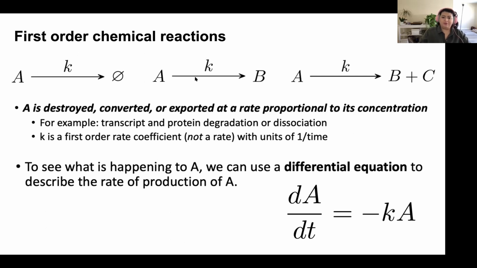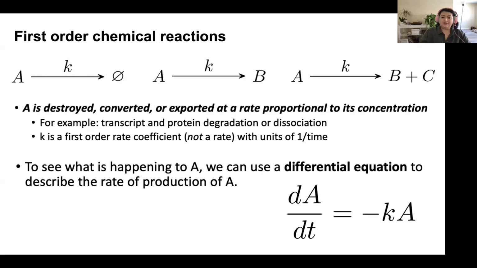So for example, transcript degradation, protein degradation, protein dissociation, like if you have a complex A that breaks up into 2 proteins, that would be a first order reaction. And K is still the first order rate coefficient, or the first order rate constant. It doesn't represent the rate, and it does have units of 1 over time.